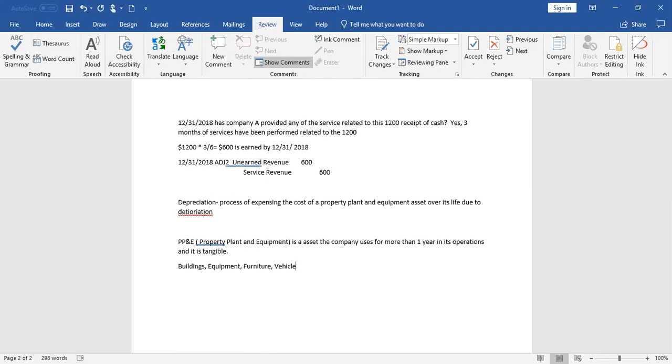Now, if you're sitting there saying, well, what about land? Well, land is property, plant, and equipment, but land does not deteriorate over time, not like these assets. So we don't expense the cost of land. We only expense the cost of these assets.